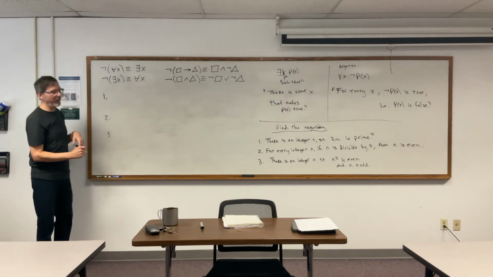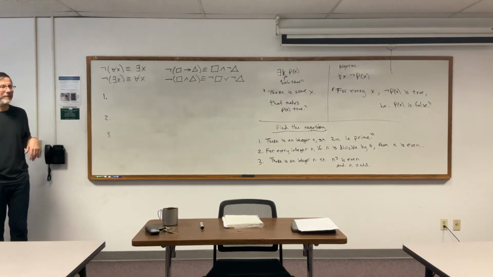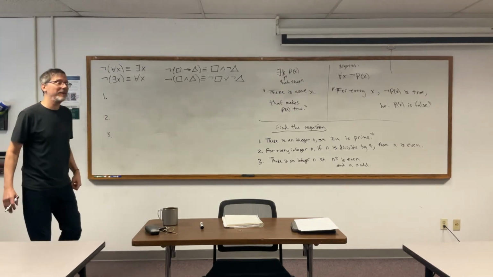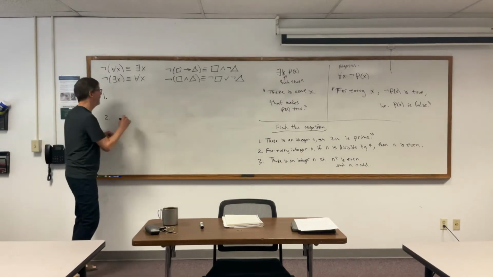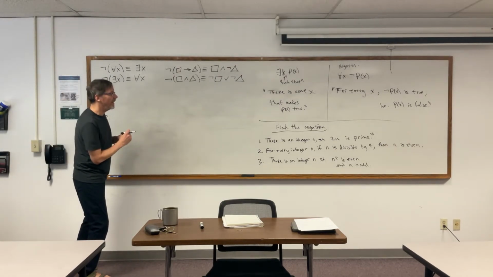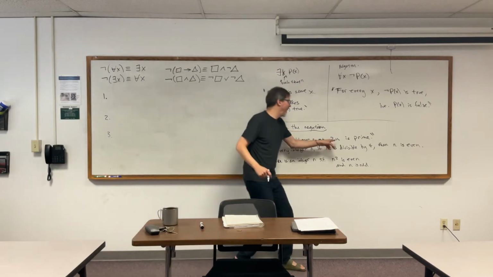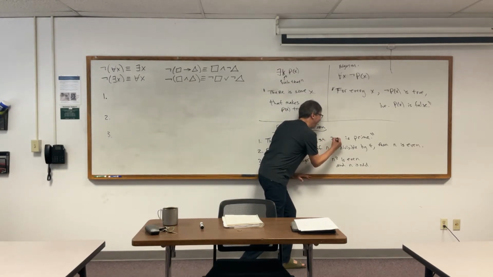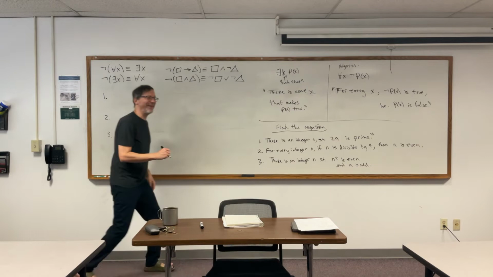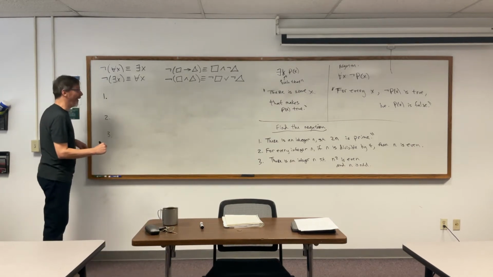Anybody help me out on the first one? No? For every integer n, n to a u is not prime. Yeah, that was supposed to be an n, but I can see why you think it's a u. Yes, absolutely, sorry, that did look like a u.